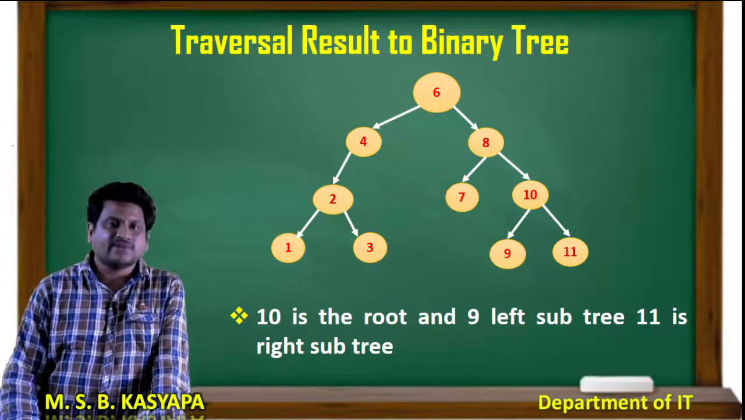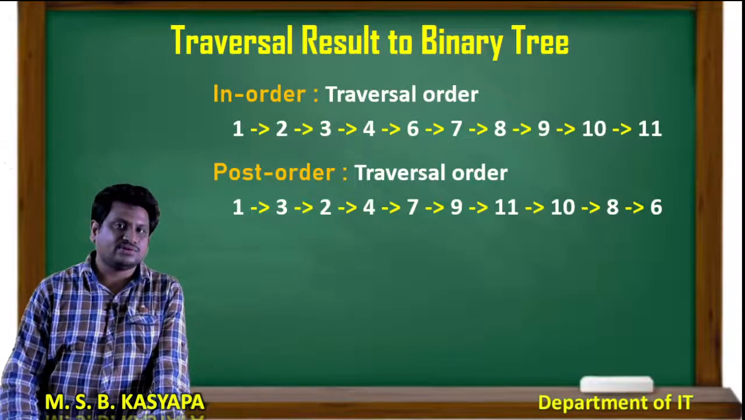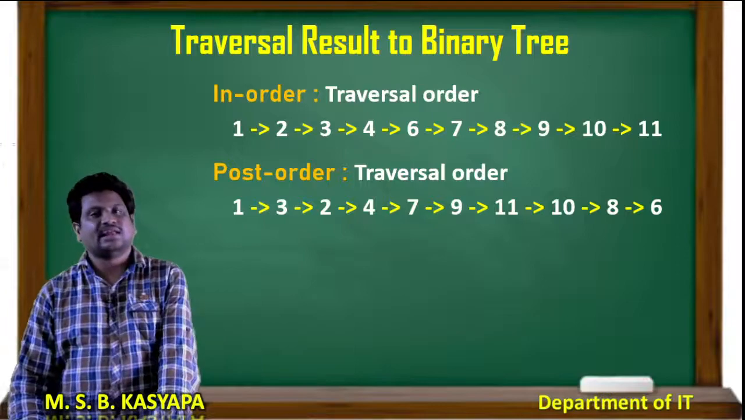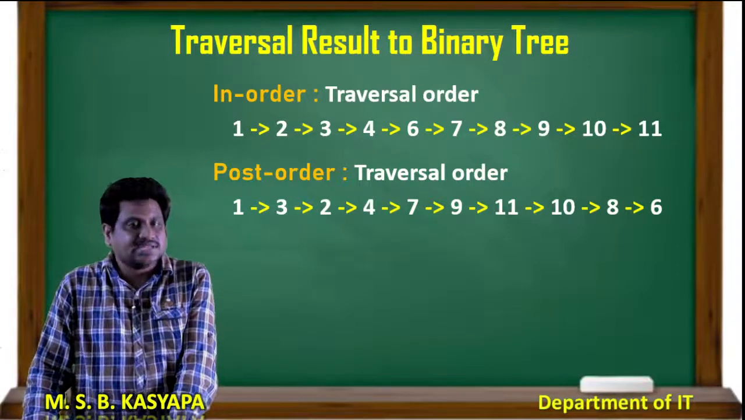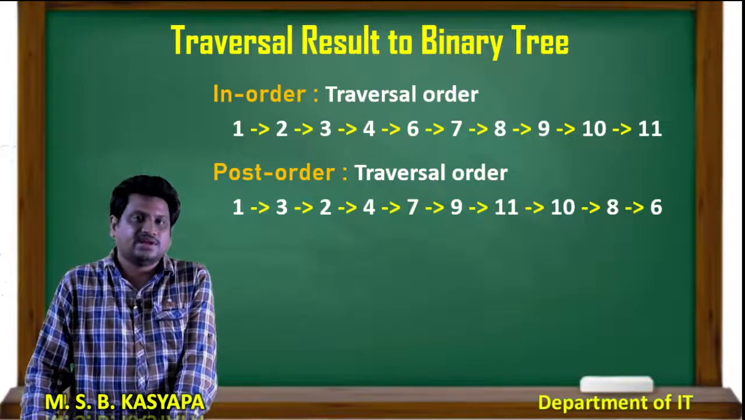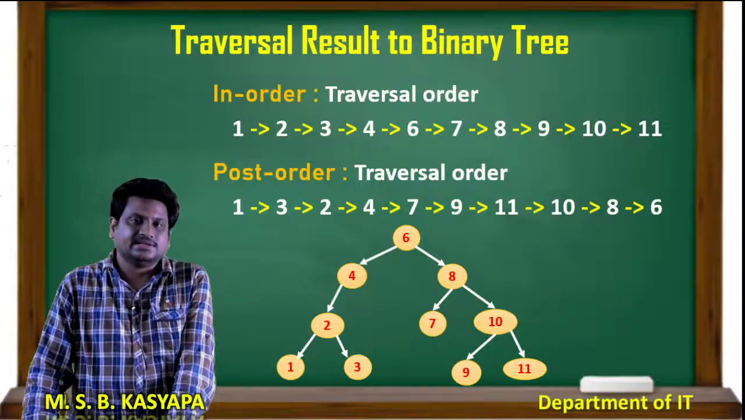Now this is my final binary tree. So if I have the in order 1, 2, 3, 4, 6, 7, 8, 9, 10, 11 and the post order 1, 3, 2, 4, 7, 9, 11, 10, 8, 6, then my binary tree will be like this.